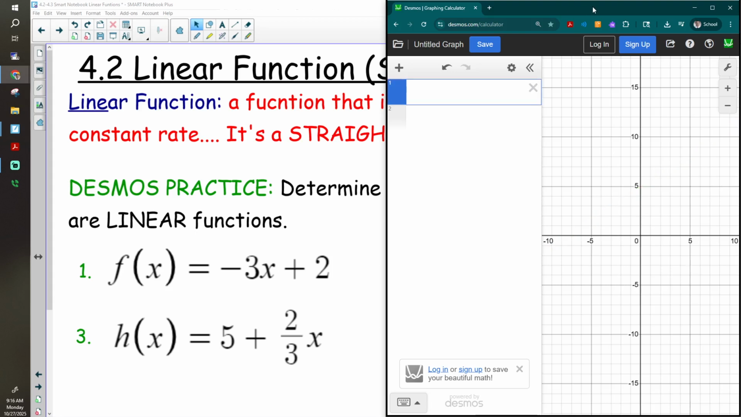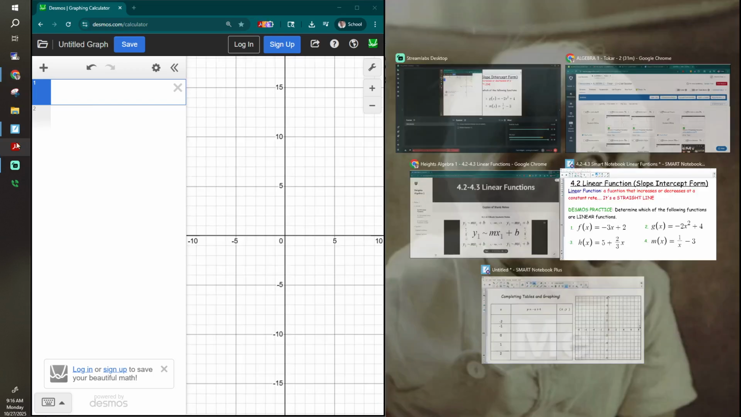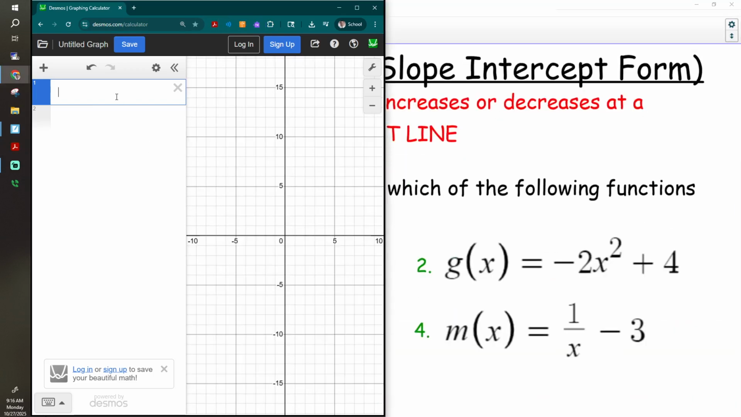Will there be questions like this on the quiz? You betcha. Are they free? More or less, I would say they're free, but you need to know that linear means straight. M of x equals 1 over x minus 3. Is that linear? No, it is not. Not linear.